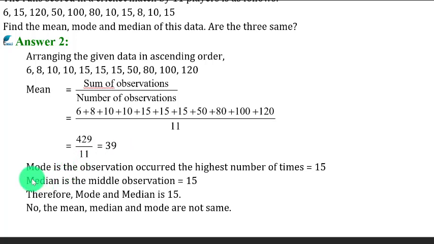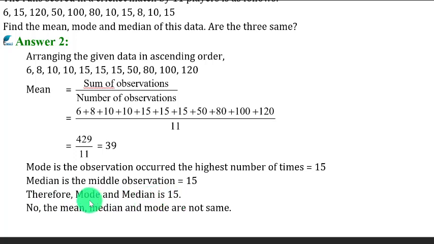So we can say here mode is the observation that occurred the highest number of times. So in this, 15 occurs 4 times, and the remaining occur only 2. Okay, so here we can take the mode as 15, and then the median. Here total 11 are there, so the sixth one is the median: 1, 2, 3, 4, 5, 6. 15 is the middle in the given data. So the middle observation is 15. It will be considered as the median, and therefore the mode and median are both 15.